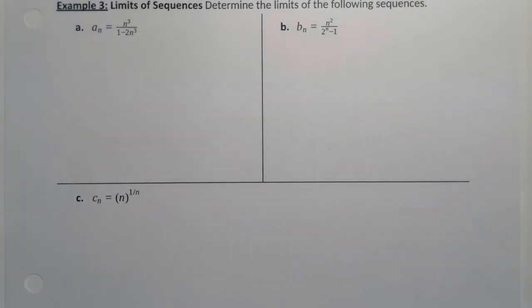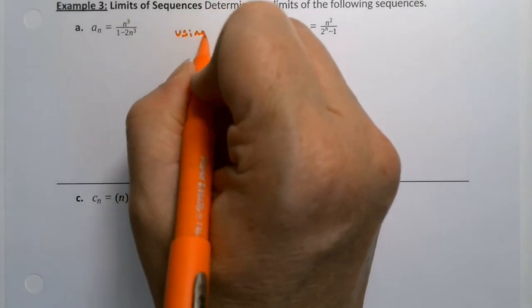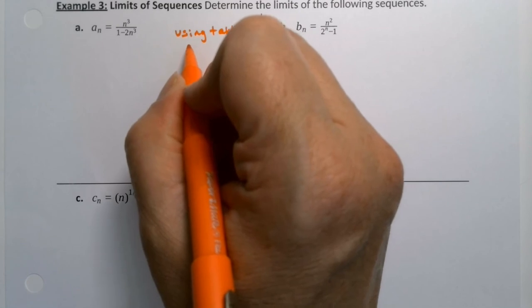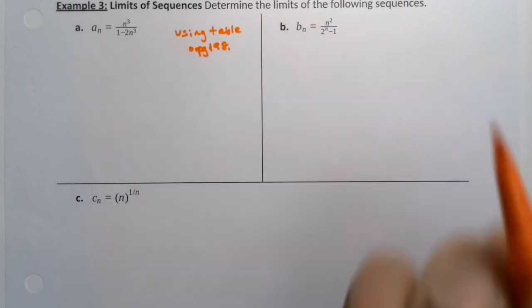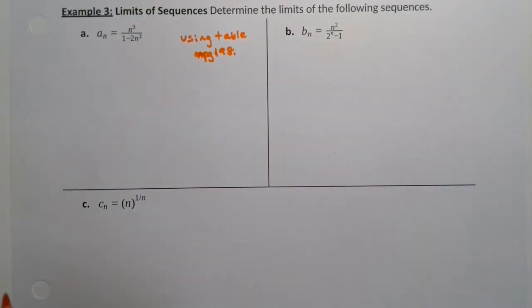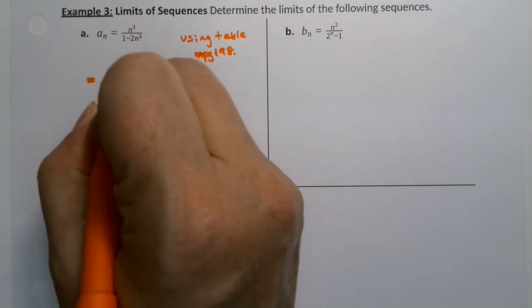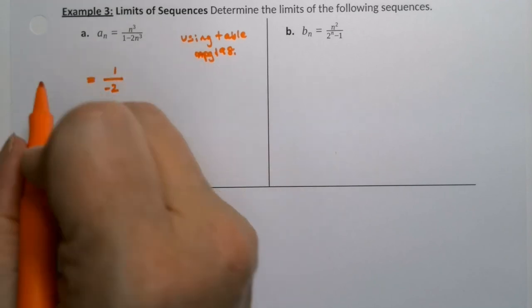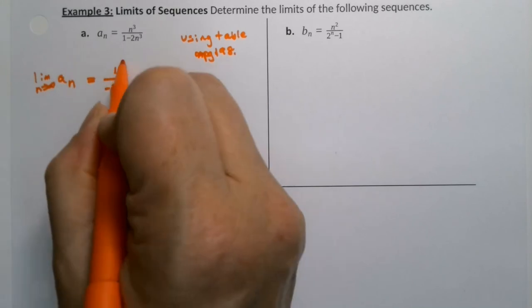So, using the table, in our case, this semester, it's on page 198. If you're watching in a later semester, that page number might change, but there you have it. So using the table on page 198, I know that this would be equal to 1 over negative 2. Oh, sorry, the limit. The limit as n goes to infinity of a sub n is 1 over negative 2.